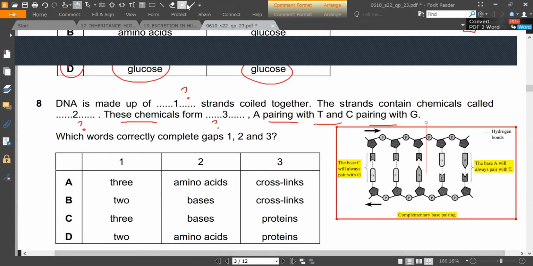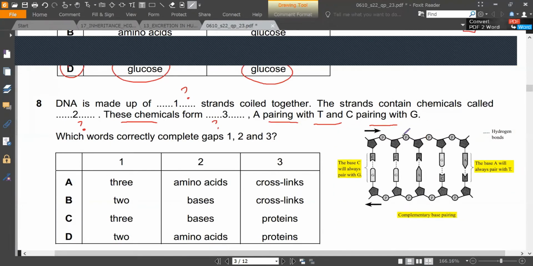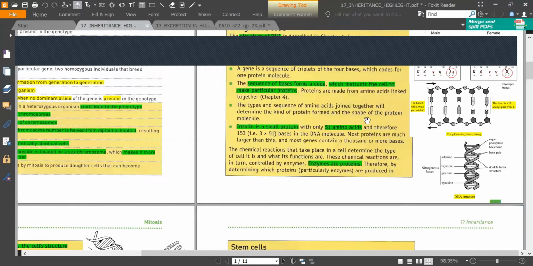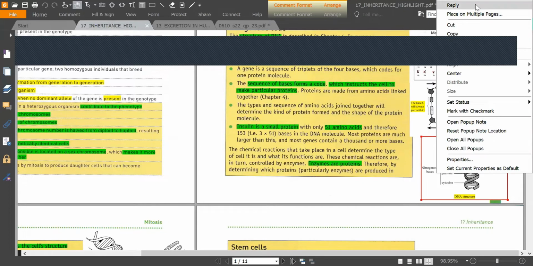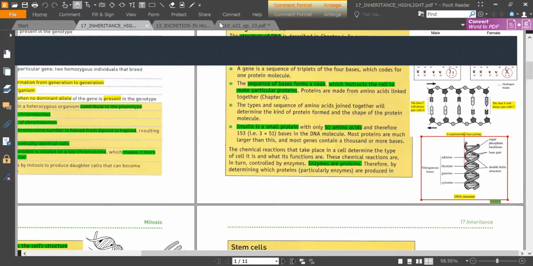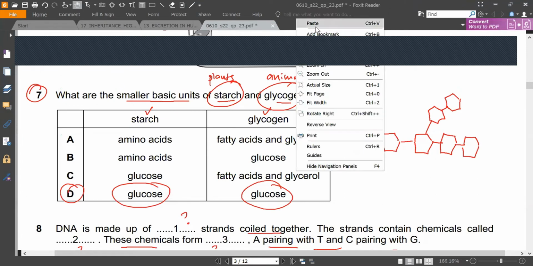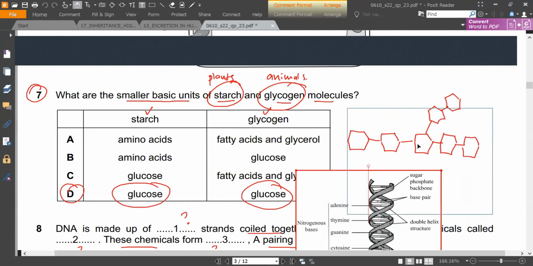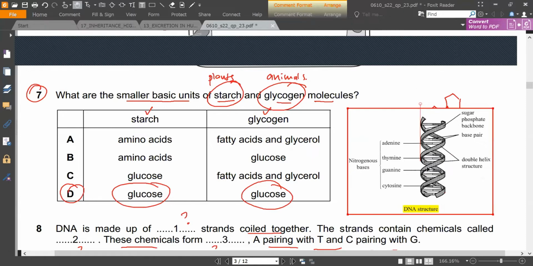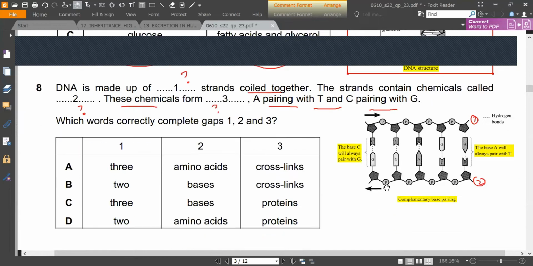So DNA structure is how many strands coil together? Two strands. First strand, second strand. Basically they will coil together. How do they coil together? Like this. So this is how they coil together. The two strands coil together as such.